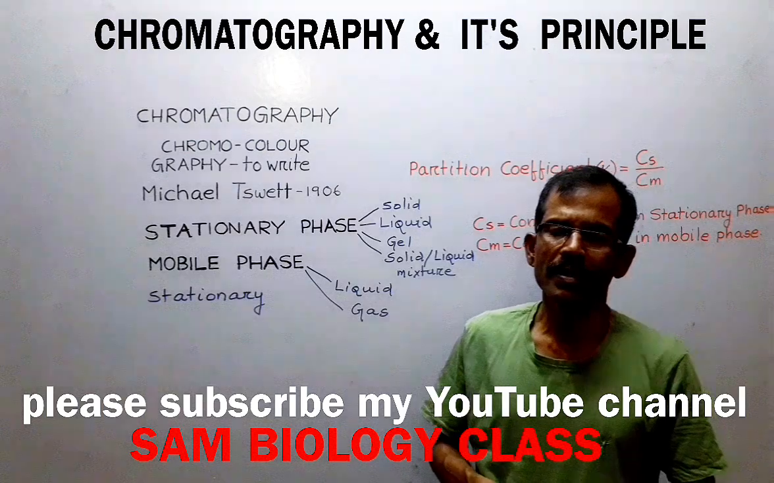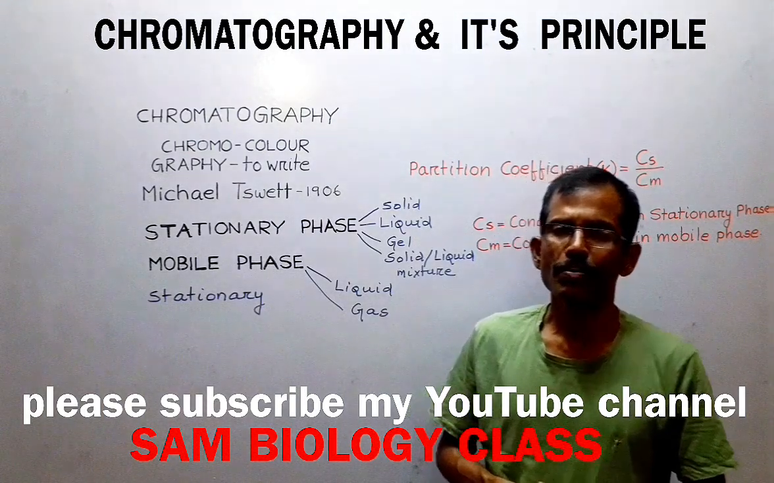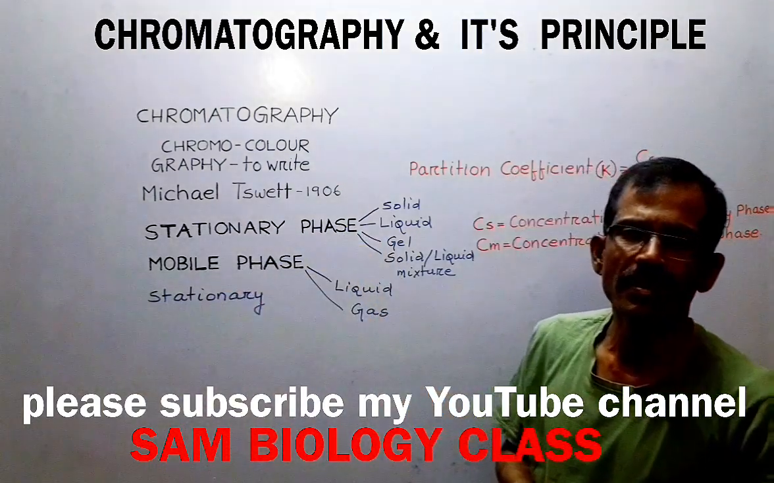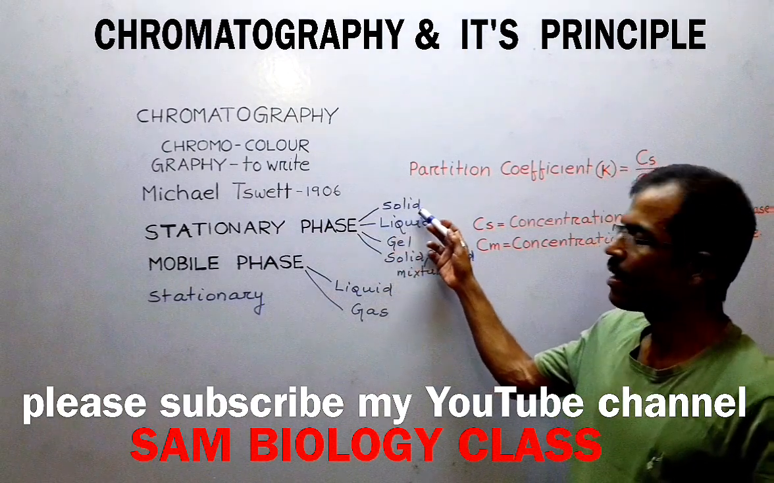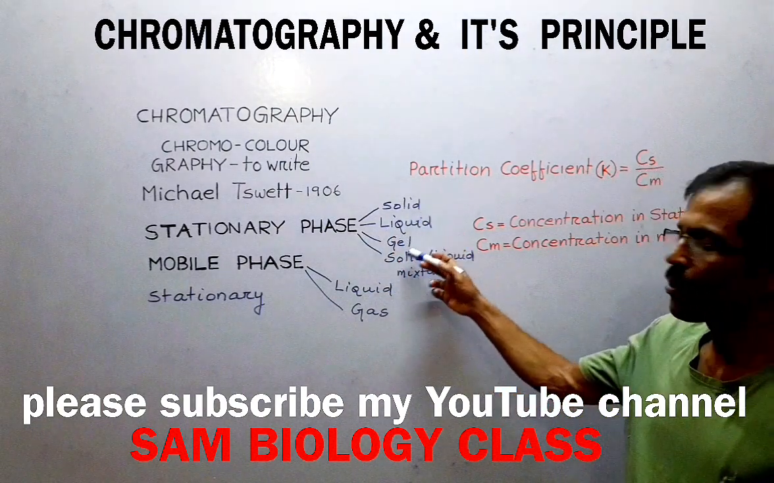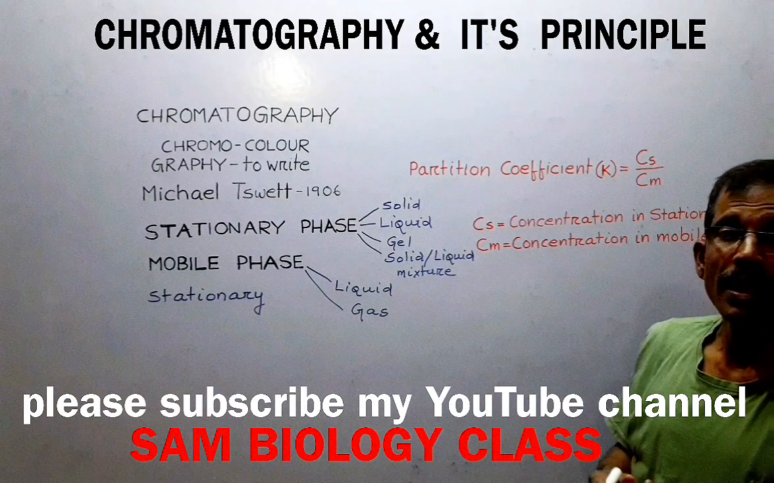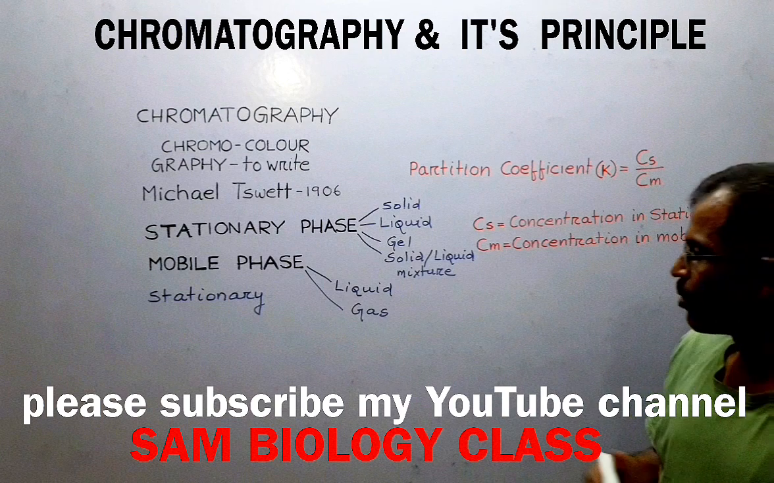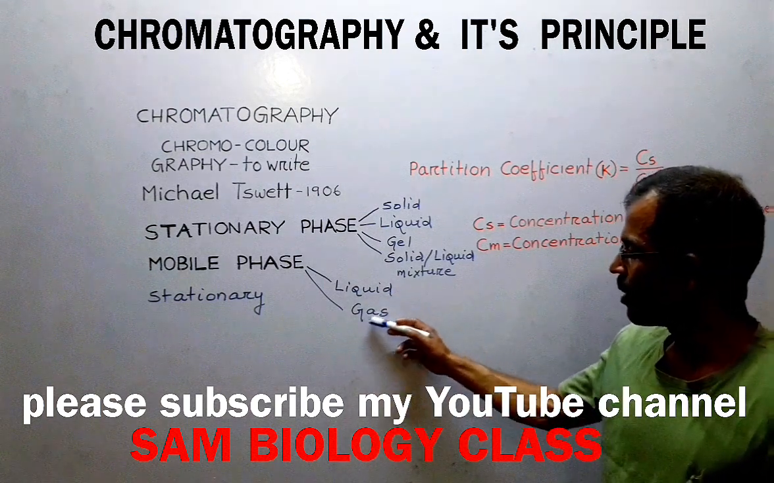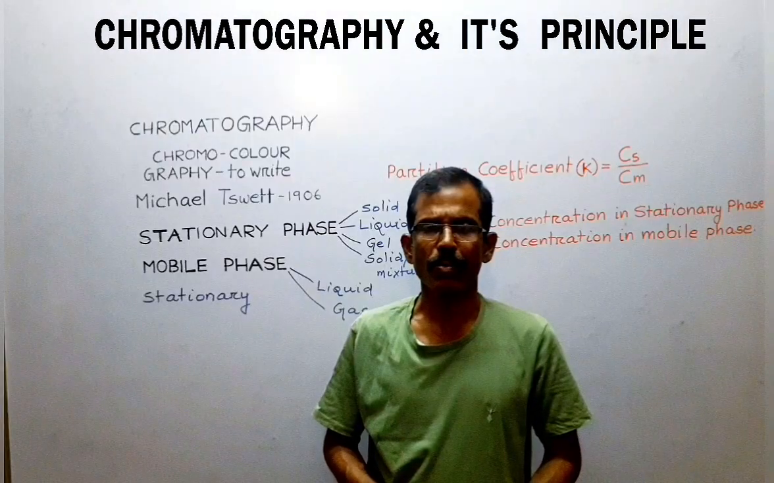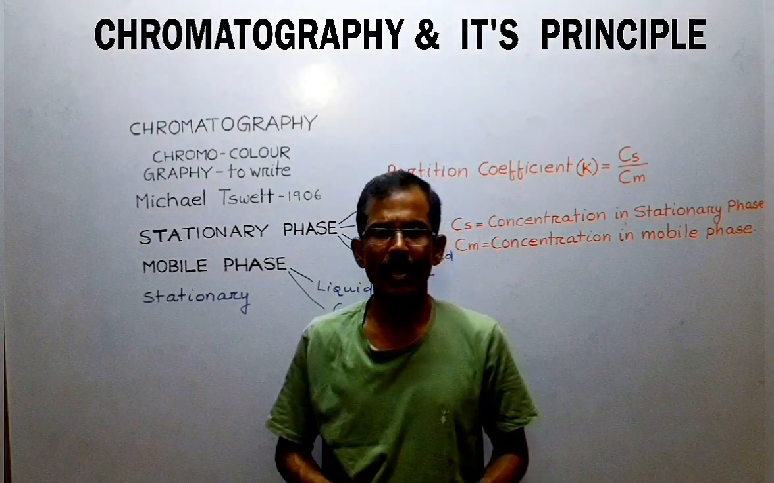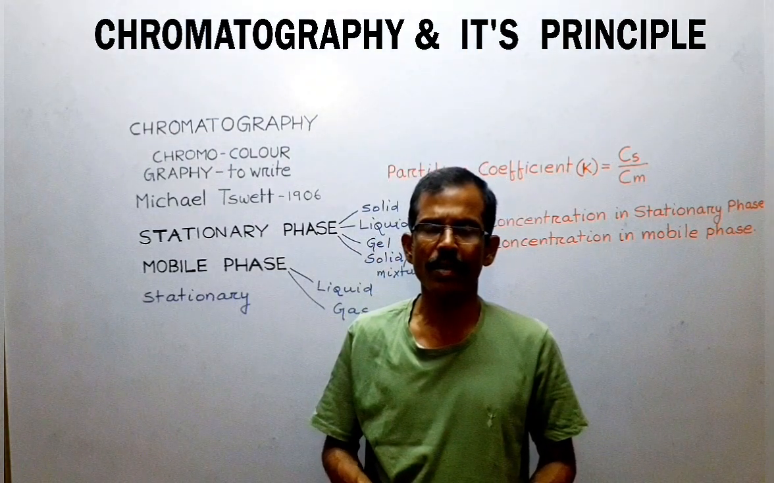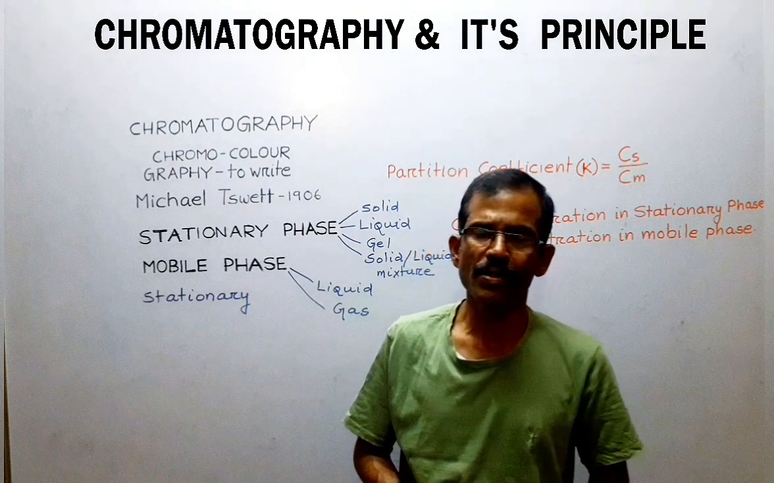All chromatographic systems consist of two immiscible phases. They are the stationary phase and the mobile phase. The stationary phase can be a solid or a liquid or a gel, or it can even be a solid-liquid mixture, whereas the mobile phase can be a liquid or a gas. The choice of the mobile and stationary phase is made in such a way that the components of the mixture to be resolved have widely differing partition coefficients.